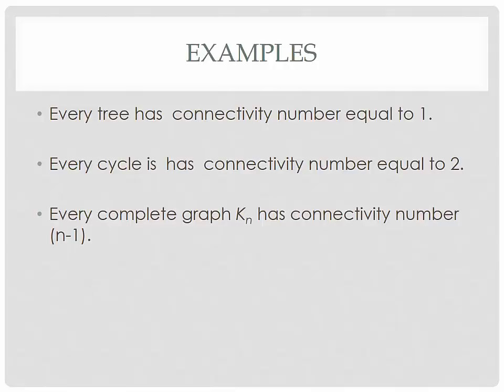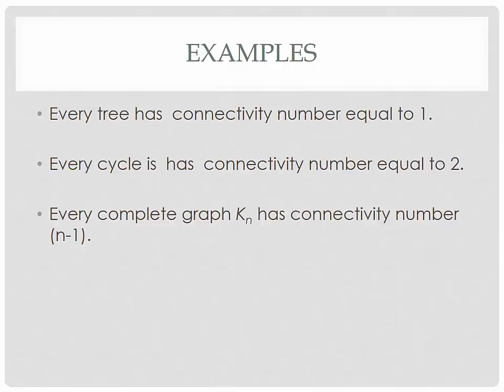For a cycle, if you draw the cycle and you remove a node, then you have a path, so it's still connected. You would have to remove 2 non-adjacent nodes to increase the number of components. But since there exists a node cut of cardinality 2, its connectivity number is 2.